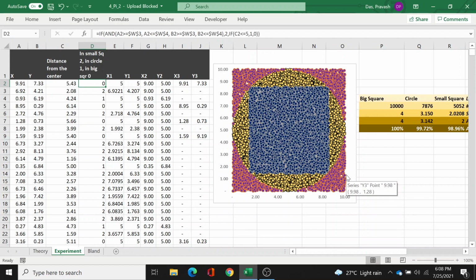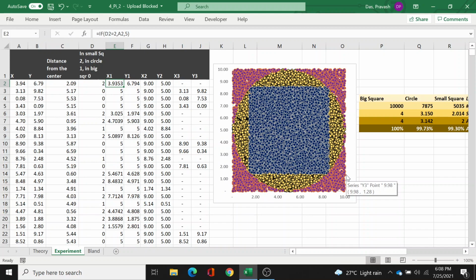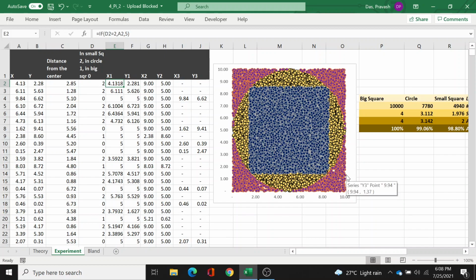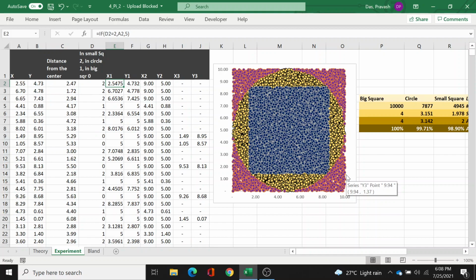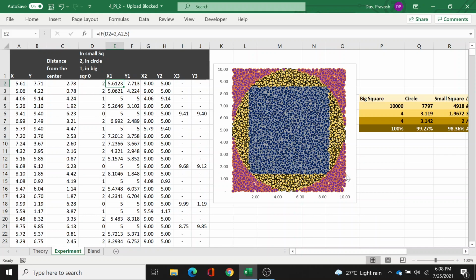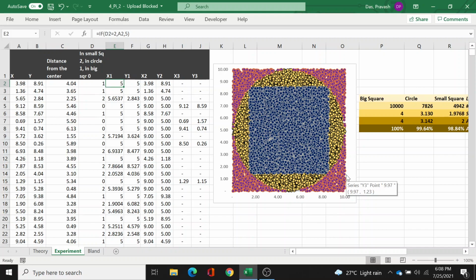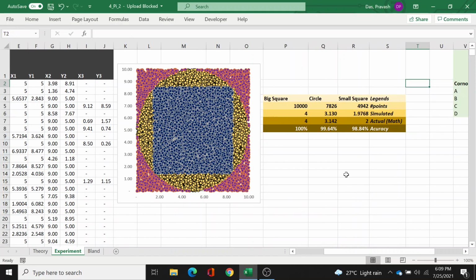So with this we can actually calculate the ratios. How do we do that? Let's say when I hit F9, it refreshes all the values. It generates another set of random values. So each F9 is a new simulation. So let's say in this simulation, out of all the 10,000 points, of course they belong to the big square because that's a superset.